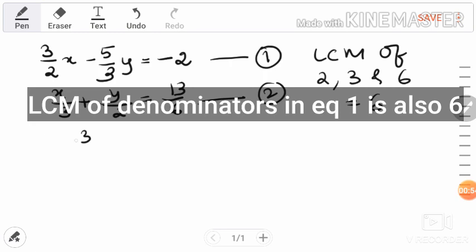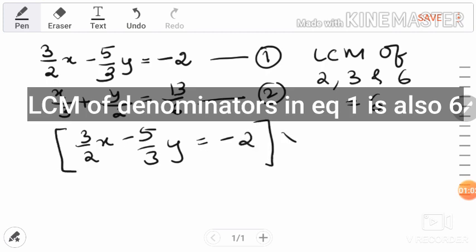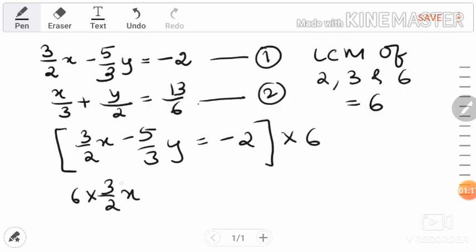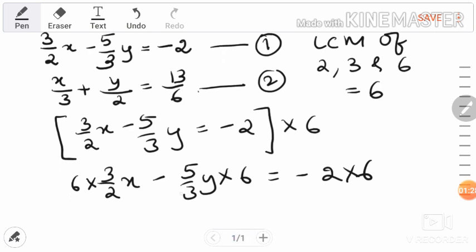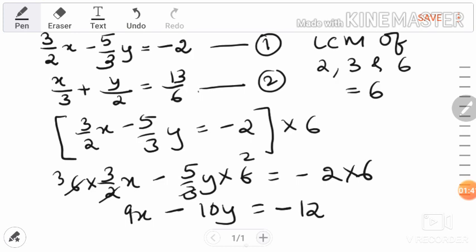So 3 on 2x minus 5 on 3y equal to minus 2. The complete equation will be multiplied by 6. So 6 into 3 on 2x minus 5 on 3y into 6 equal to minus 2 into 6. Notice that we have to multiply every term with 6. Now this becomes 9x minus 10y equal to minus 12.